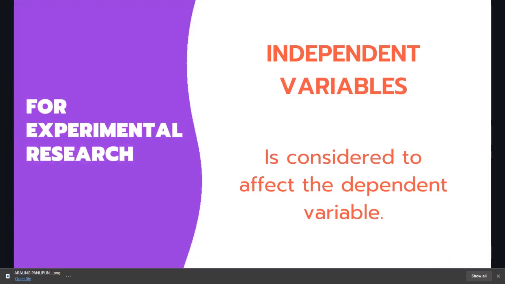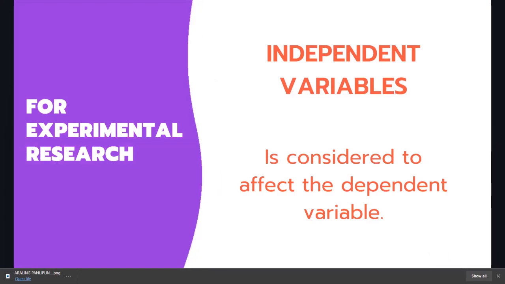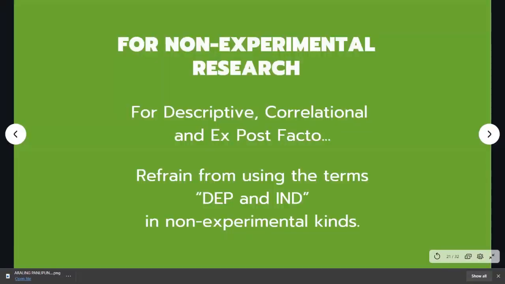Okay? While ang independent variable naman are variables presumed to cause changes in another variable. It is usually manipulated in an experiment. It is also called the causal variable. So kapag non-experimental like descriptive, correlational, or ex post facto, hindi natin ginagamit ang dependent at independent.